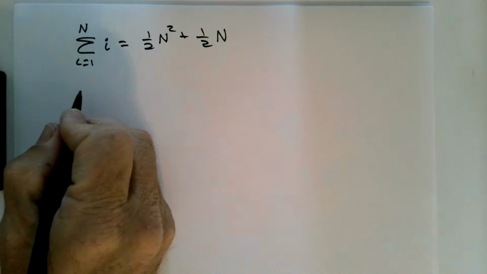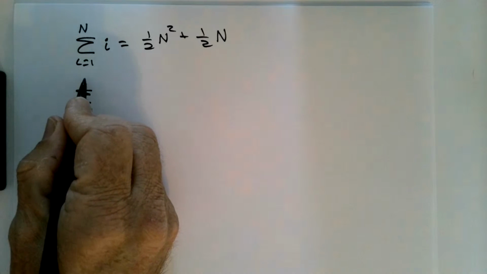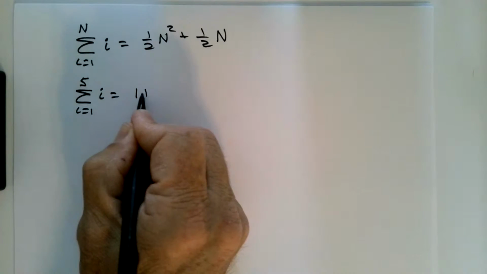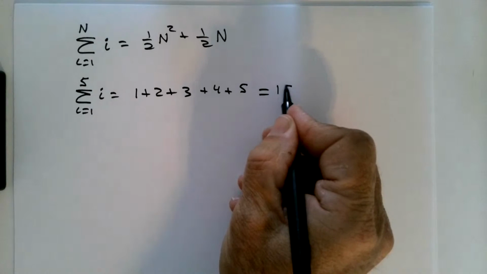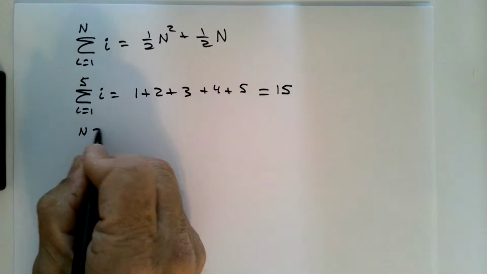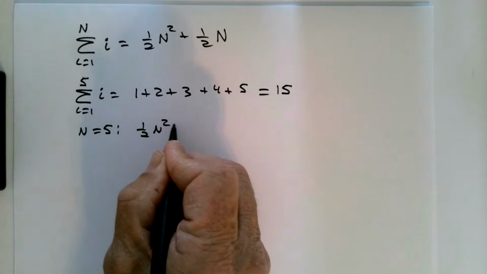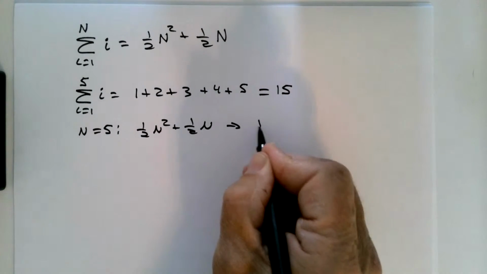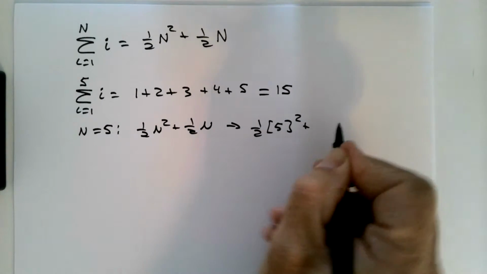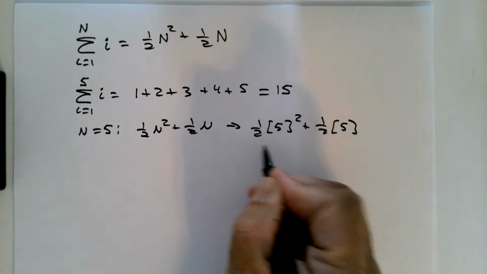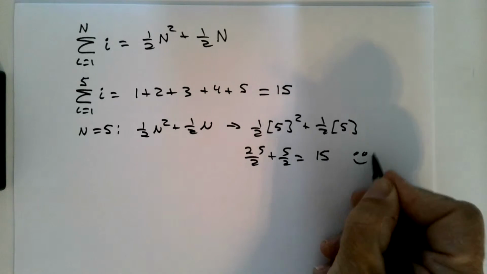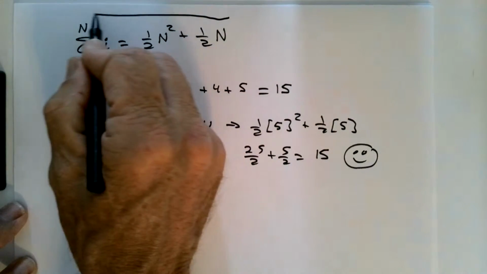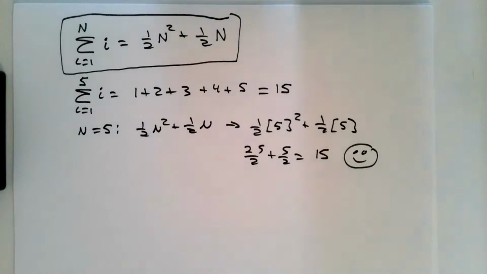What do I mean by that? For example, if I said the sum as i goes from 1 to 5 of i, that's 1 plus 2 plus 3 plus 4 plus 5: 3, 6, 10, 15. How about if n equals 5, what is a half n squared plus a half n? That would give me a half times 5 squared plus a half times 5. So 25 halves plus 5 halves is 30 halves, or 15, which makes me happy. So again, here's the fact that we need: the sum as i goes from 1 to n of i is a half n squared plus a half n.